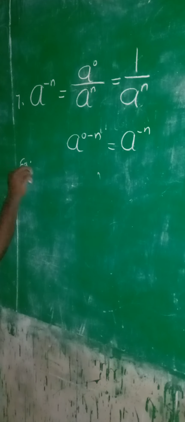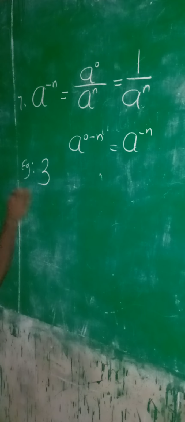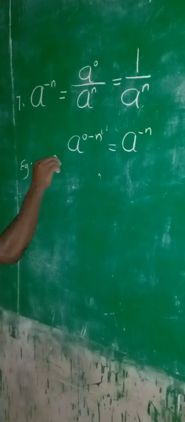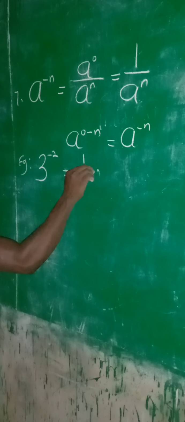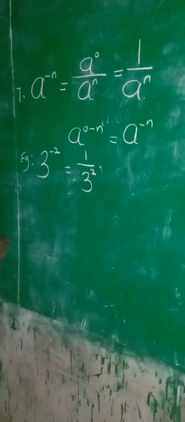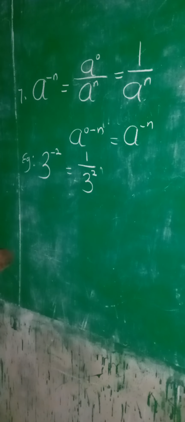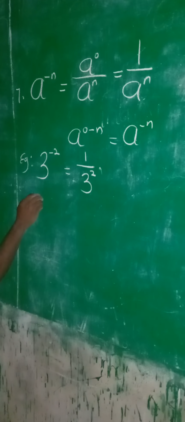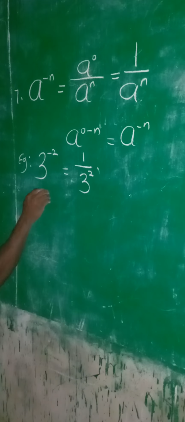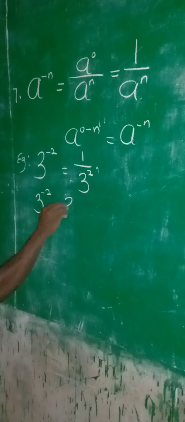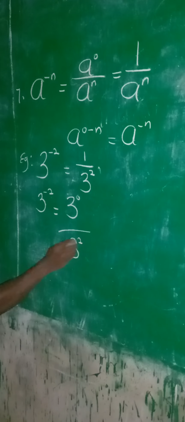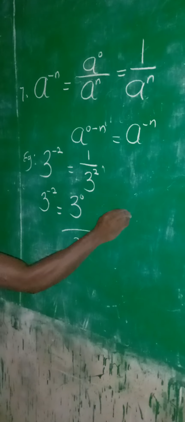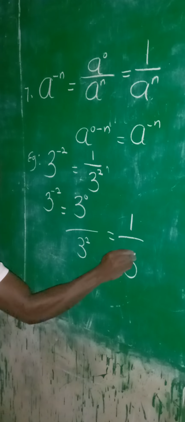Let's take an example and see. We have 3 exponent negative 2. It is equal to 1 over 3 squared. And expressing this one alone, we can say 3 exponent negative 2 is equal to 3 exponent 0 over 3 squared, which is going to give us 1 over 3 squared.